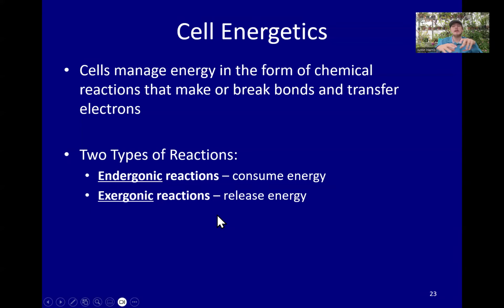And typically, instead of a biological reaction, if you just think of a hand warmer, there's a reaction that happens there, and it's releasing heat. That's an exergonic reaction. If that hand warmer was rechargeable, that recharging process would be an endergonic reaction, where it's consuming energy to get to its new state.